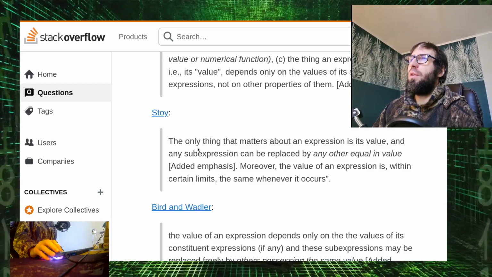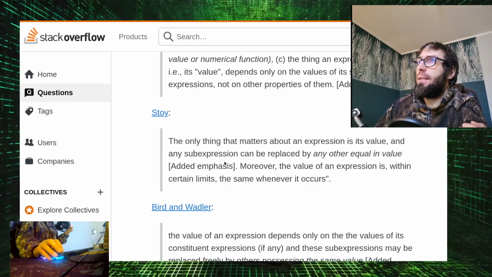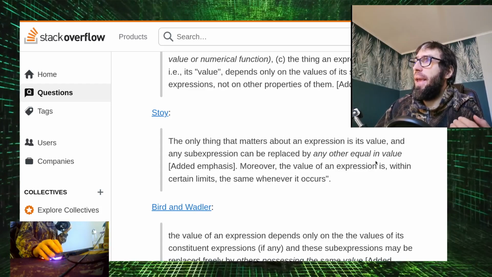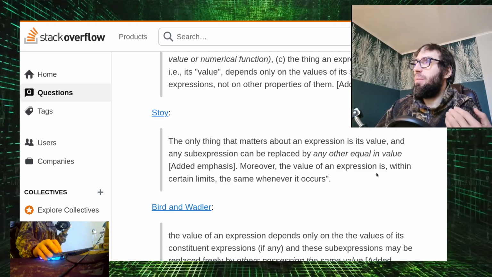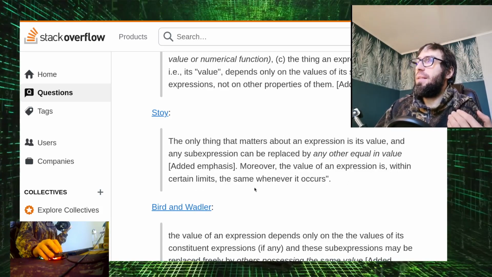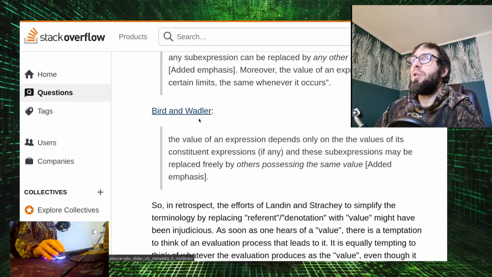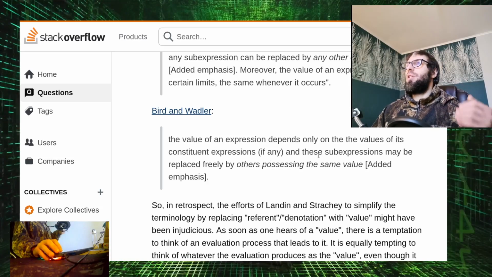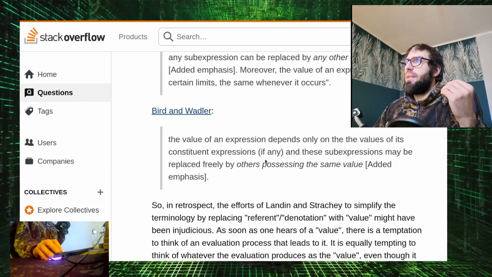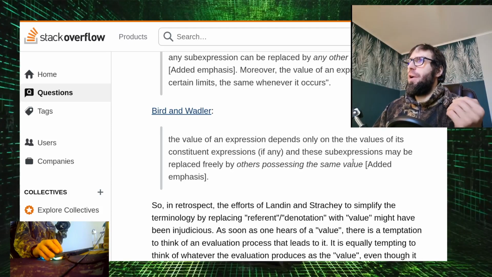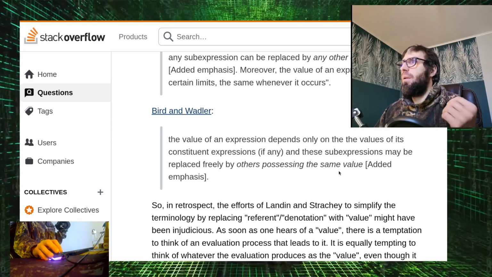From Stoy: the only thing that matters about an expression is its value, and any sub-expression can be replaced by any other equal in value. Moreover, the value of an expression is, within certain limits, the same whenever it occurs. And from Wadler: the value of an expression depends only on the values of its constituent expressions, if any, and these sub-expressions may be replaced freely by others possessing the same value.